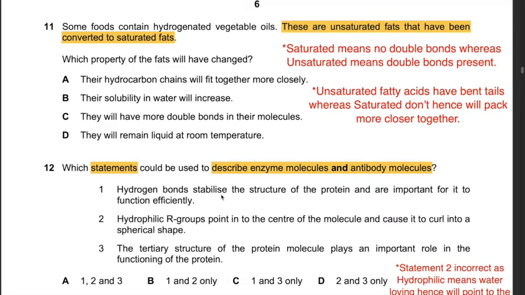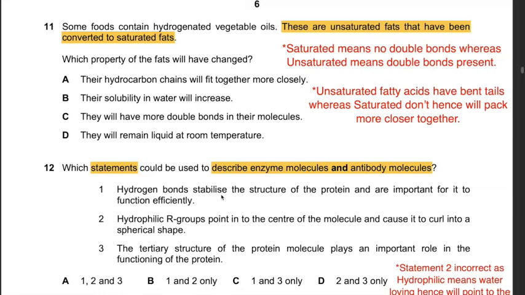Question 11. Some foods contain hydrogenated vegetable oils. These are unsaturated fats that have been converted to saturated fats. Which property of the fats will have changed? Now remember, unsaturated means double bonds are present. Saturated means no double bonds are present. Since it is changing from unsaturated fats to saturated, that means double bonds will be removed.